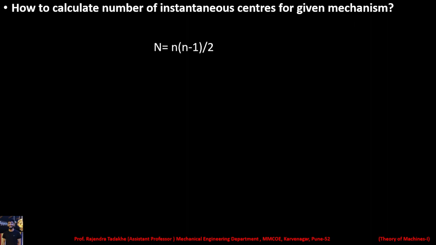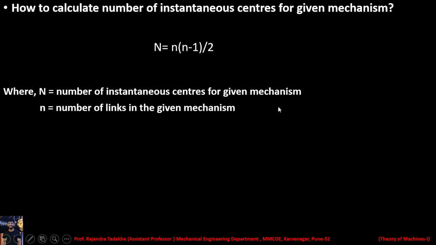So this is the formula to calculate the instantaneous centers for the given mechanism: capital N is equal to small n multiplied by (small n minus 1), divided by 2. This is the basic formula with the help of which we can calculate the number of instantaneous centers for the given mechanism. Once we calculate the number of instantaneous centers, the next step is the location of those instantaneous centers. Here is the meaning of capital N and small n.